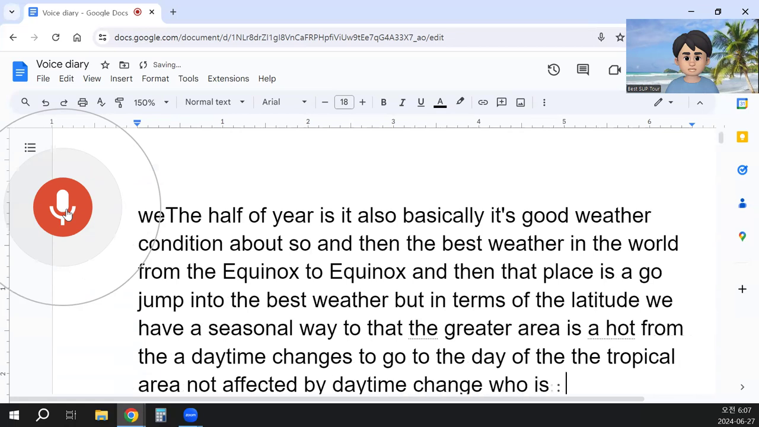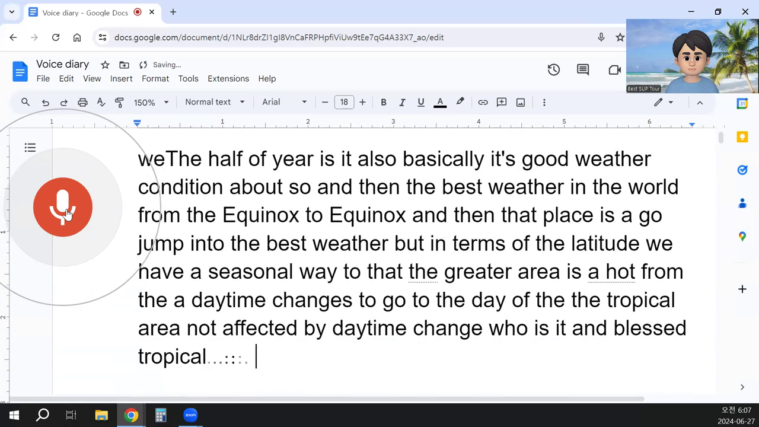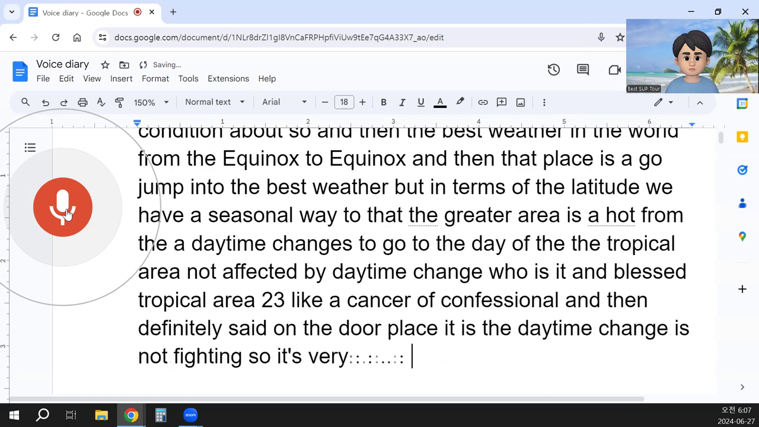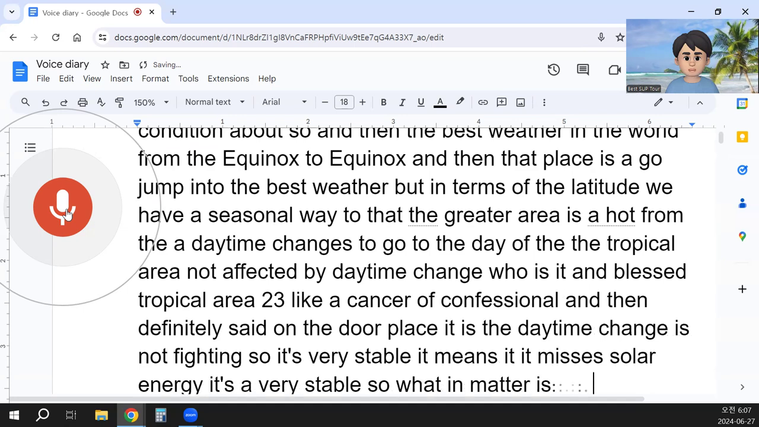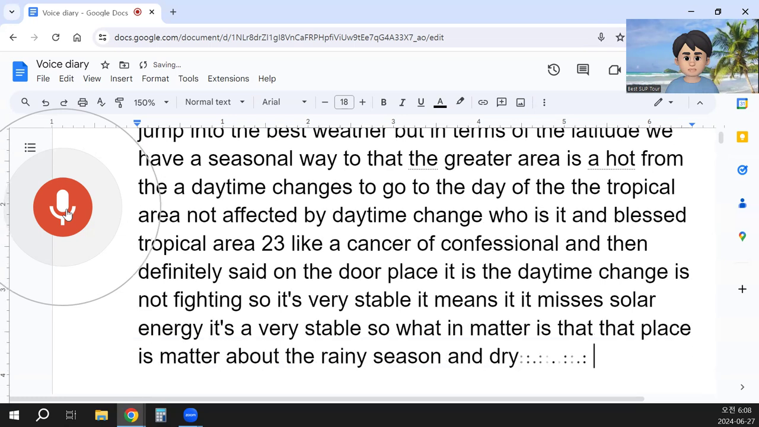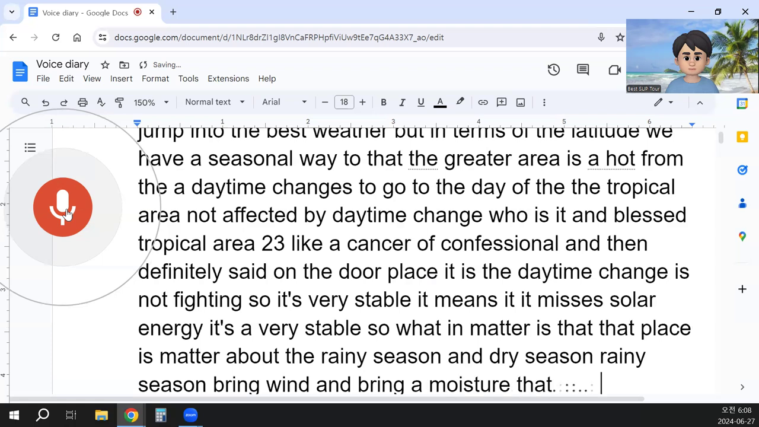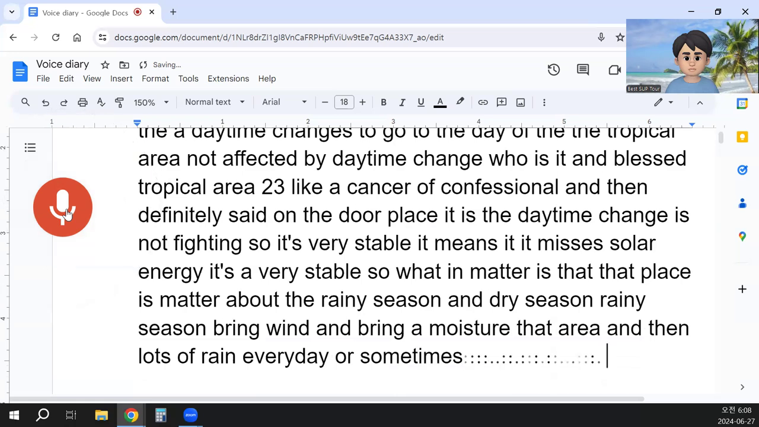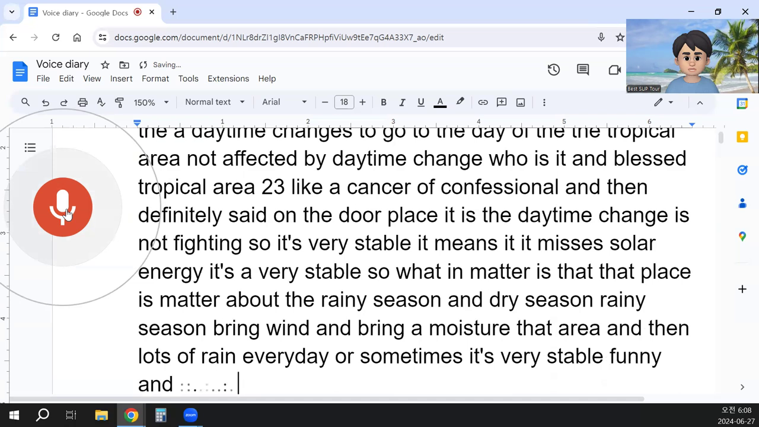In the less tropical area, around 23 degrees, like the tropic at half the axial tilt, the daytime change is not so big and very stable. It means solar energy is very stable. So what matters in that place is the rainy season and dry season. The rainy season brings wind and moisture to that area, and lots of rain every day or sometimes. The dry season is very stable or sunny. Knowing about that is a very important part.